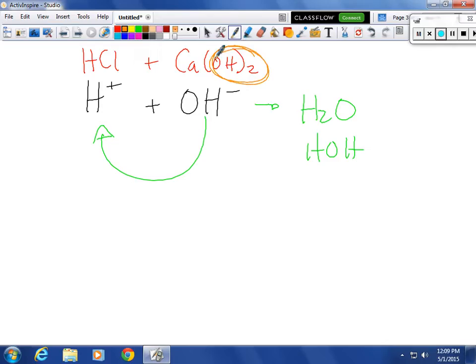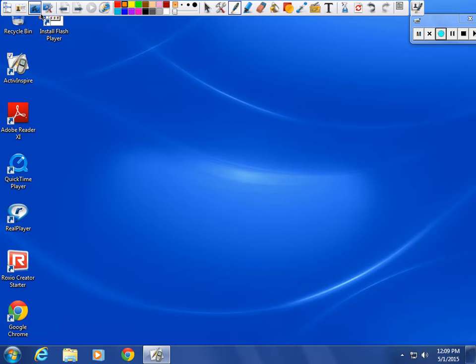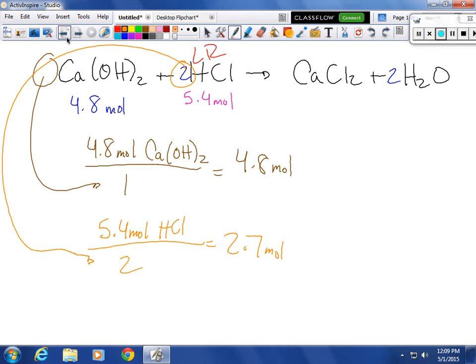You just need less. So technically speaking, how much calcium hydroxide would I technically need to neutralize it all? 2.7 moles. That would be equal. There would be no limiting reactant. Everything, that's a perfect amount. Like if you're going to bake a cake, you have the perfect amount of ingredients to make it. So that's how that would work.